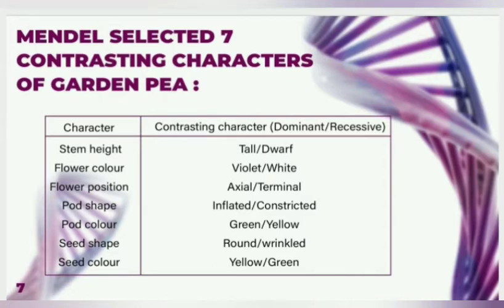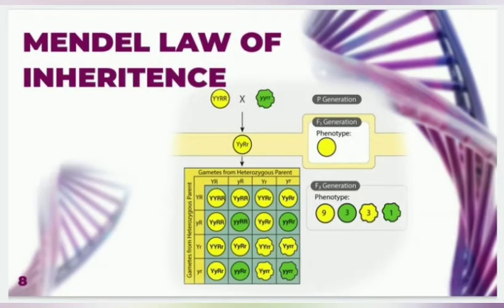First column character, second column contrasting character: dominant, recessive. First is stem height: tall, dwarf. Second, flower color: violet, white. Third is flower position: axial, terminal. Fourth is pod shape: inflated, constricted. Fifth is pod color: green, yellow. Sixth is seed shape: round, wrinkled. Seventh is seed color: yellow, green. This is a table of Mendel's law of inheritance.